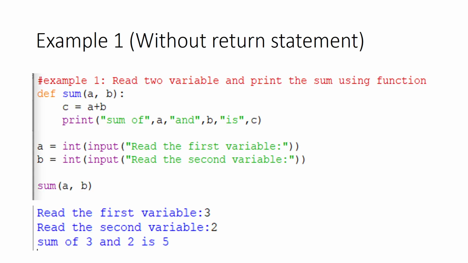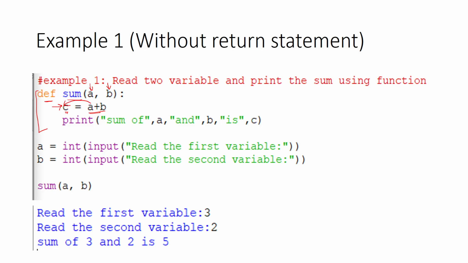So let us see a very simple example that reads two variables and prints the sum using a function, right? What we do here is use a keyword called def. The def keyword is followed by the function name sum, and it has two parameters, a followed by b, right? I will define what this function will do. I have chosen a variable called c, and c holds the sum of a plus b. So I sum a plus b and the sum is transferred to c.